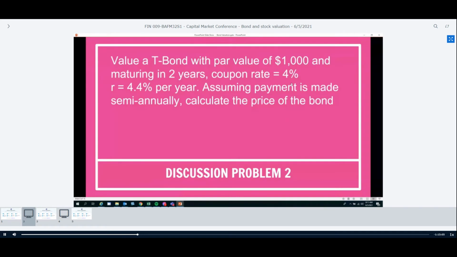So, value a treasury bond with par value of $1,000 and maturing in 2 years. So, at least ito 2 years lang. No? So, we have a nominal rate of 4% and the rate of return R, di ba? Sabi natin pag R, that's the required rate of return of 4.4% per year. Assuming payment is made semi-annually, calculate the price of the bond.